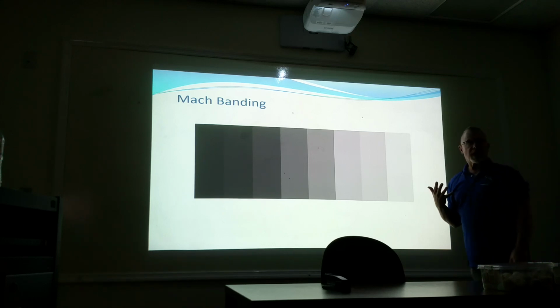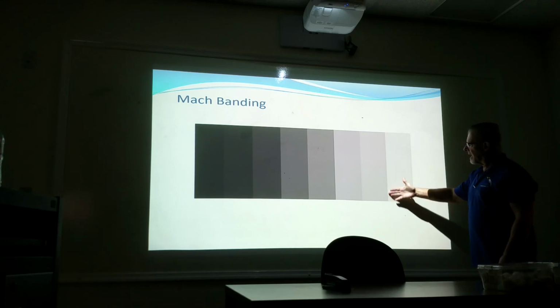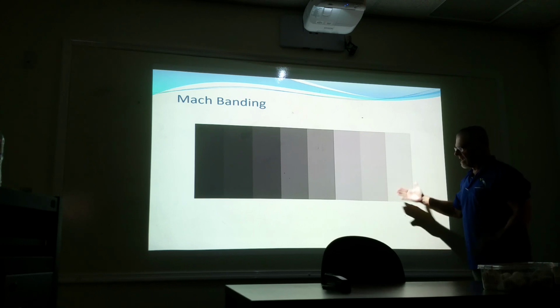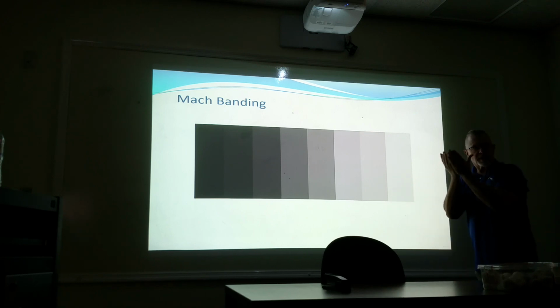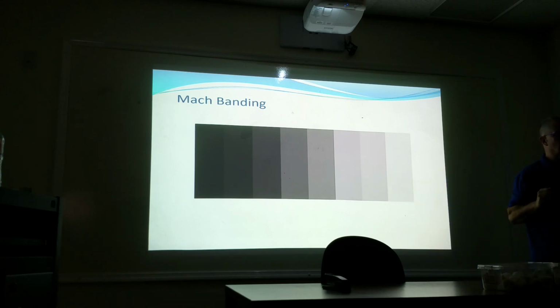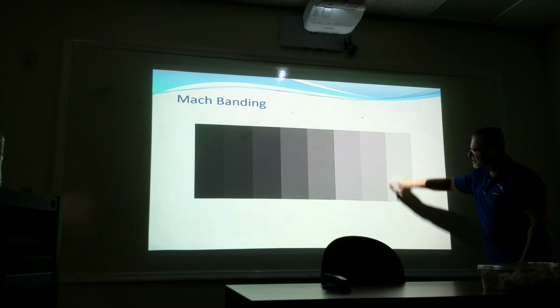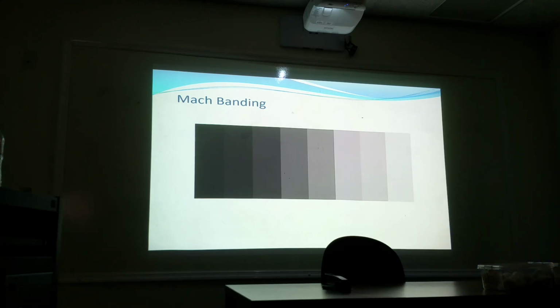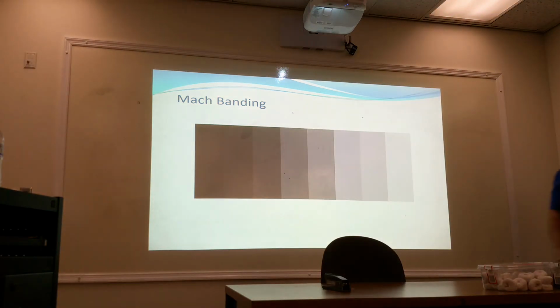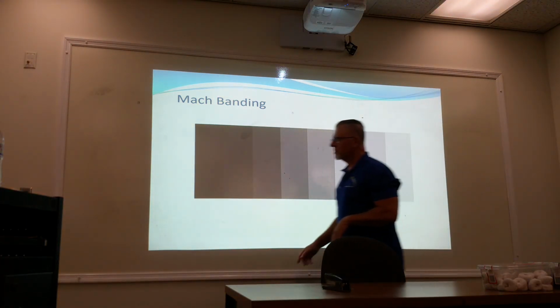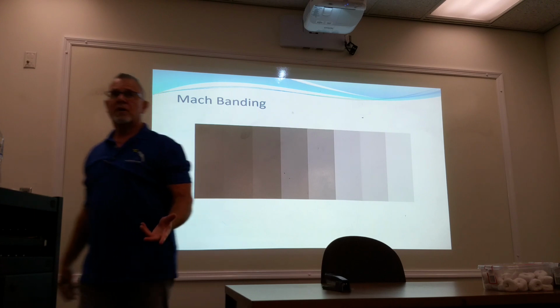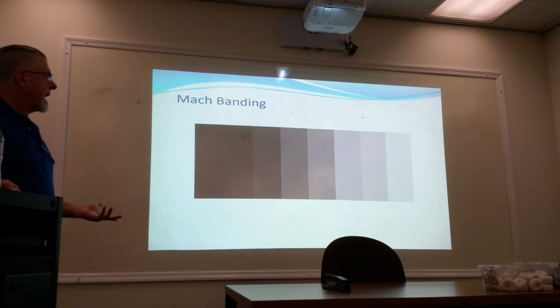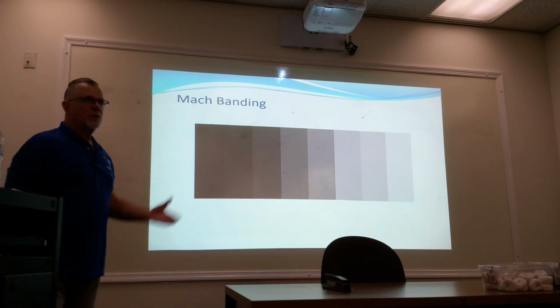Our eyes fool us. Right at that border where it changes levels of gray, it fools you and says we need to show a step there. So it gives you a discrete shading that says you've changed from one gray to another. Now, Mach banding can be very useful when you're looking at images, but you do want to keep it to a minimum.